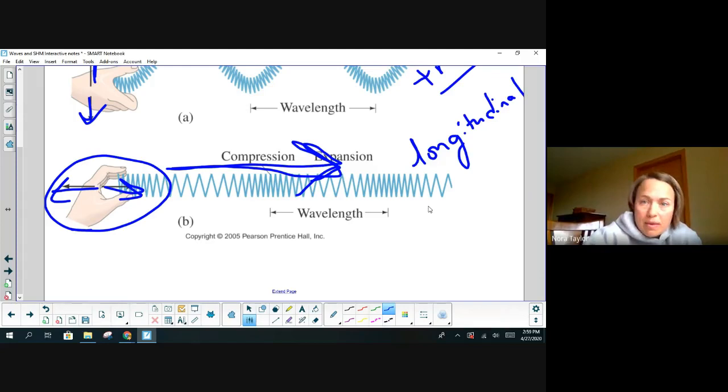The most common would be a sound wave, but some earthquake waves are also longitudinal waves. So if you think back to your earth science, those S waves and P waves, those are transverse and longitudinal waves.